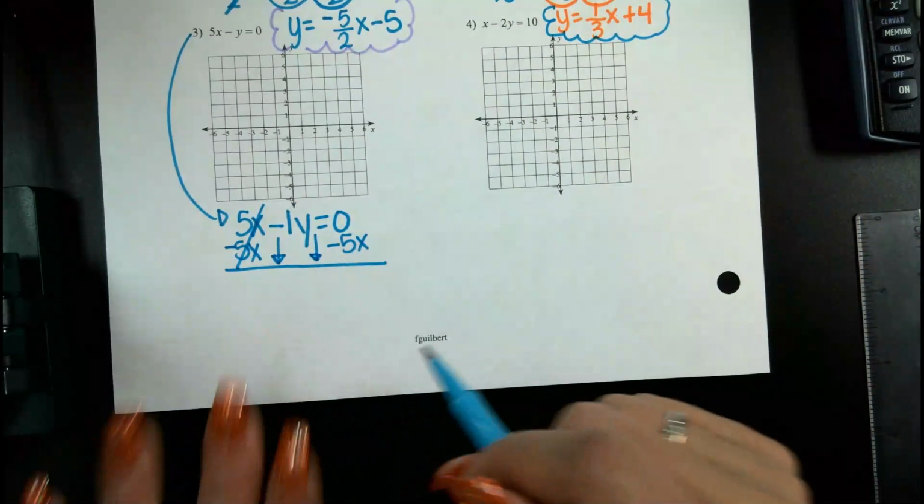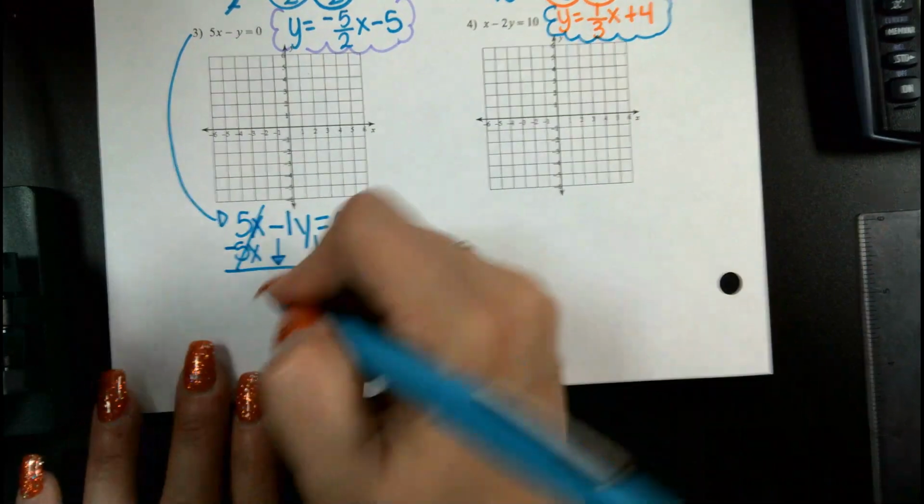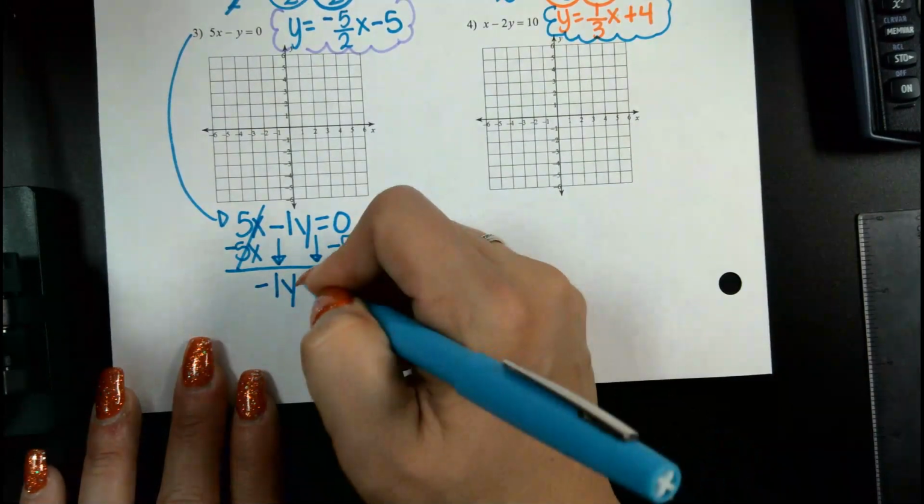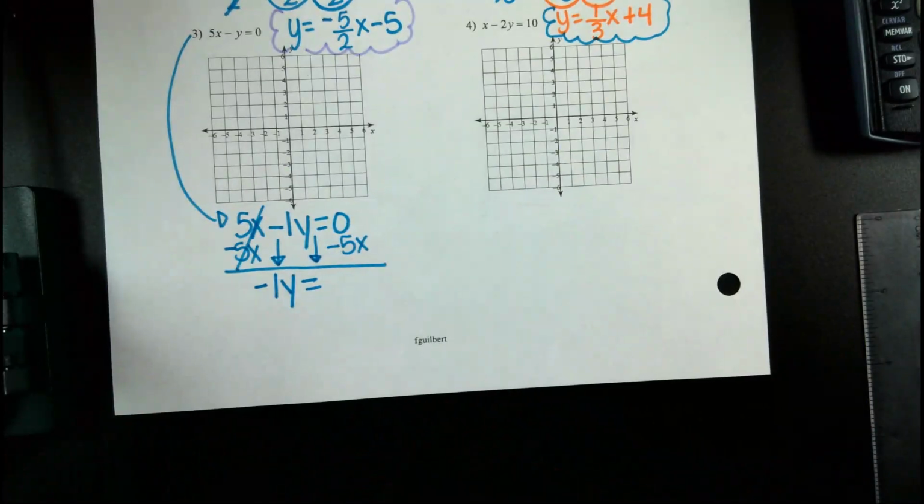Now notice that is not just a 1y, that is a negative 1y. If it were a positive 1, we would not have to do the division because dividing by 1 doesn't change anything, right? 5 divided by 1 is still 5. Negative 2 divided by 1 is still negative 2.